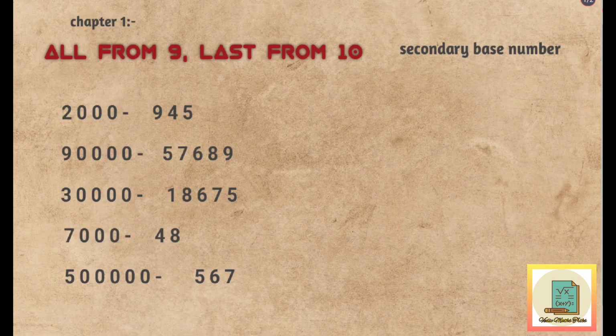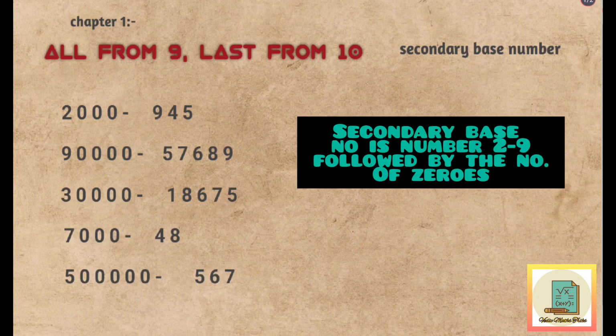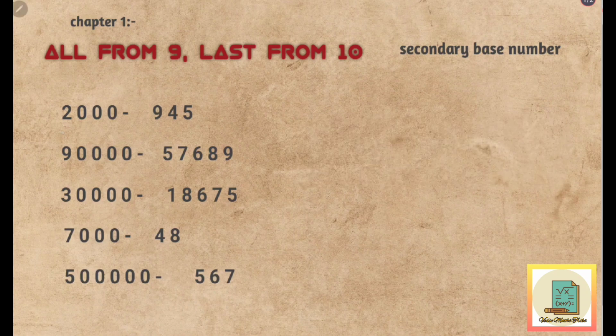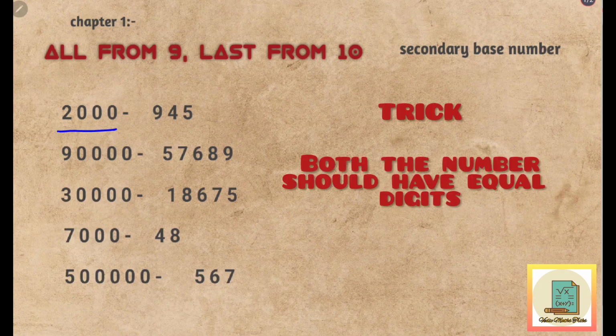So now let's come to the second part of all from 9 last from 10 method, which is a secondary base method. So here the number is subtracted from a secondary base number. As we've discussed in an earlier video, secondary base number is number 2 to 9 followed by the number of zeros. So here this number is a secondary base number. So now the trick is that both the sides have to have equal number of digits.